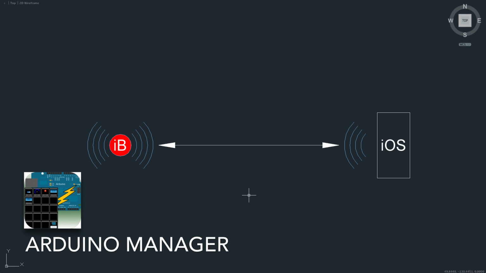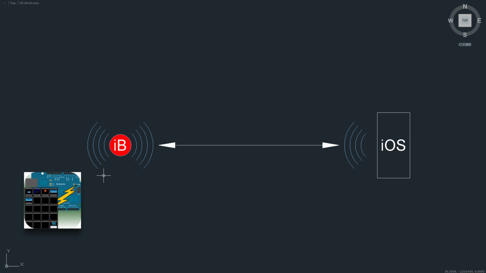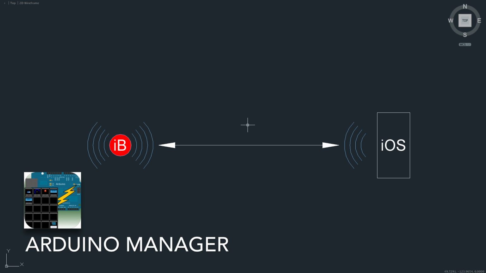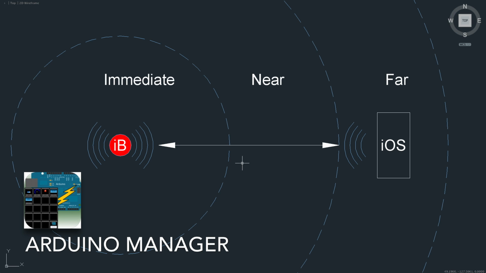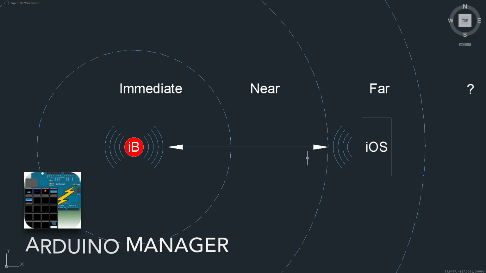Okay, so a quick overview of what's happening here is we have an iBeacon here and an iOS device here. Now the iBeacon broadcasts a signal that is interpreted by the iOS device as the signal volume, and we can sort of approximate the distance between these two devices. I think a better way to look at this is really in regions.